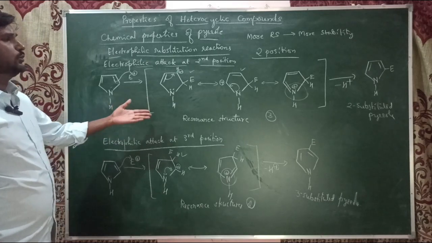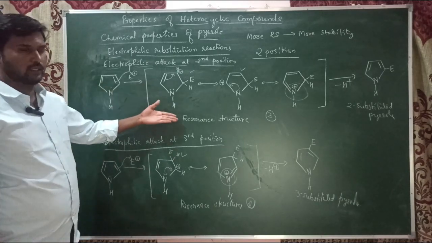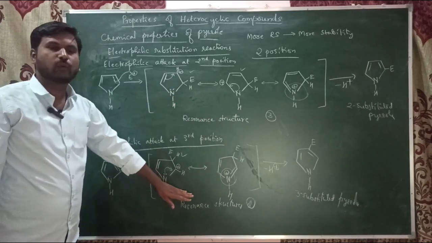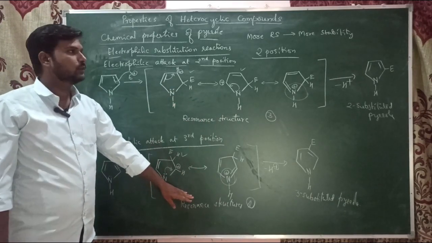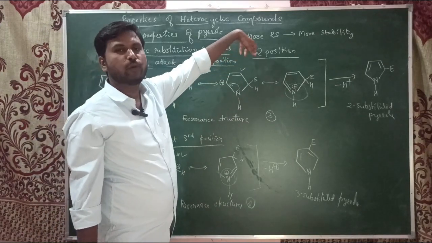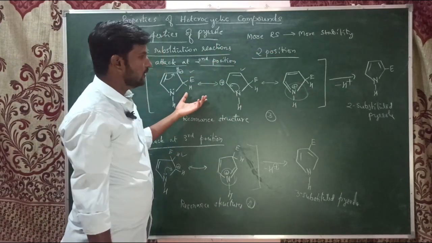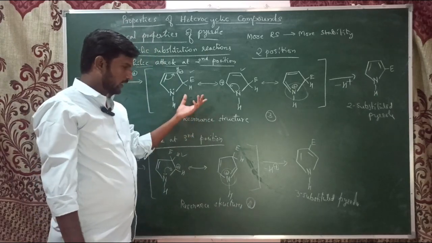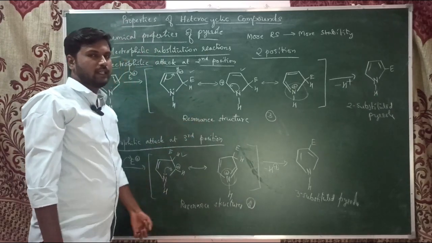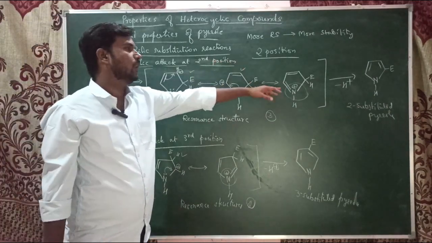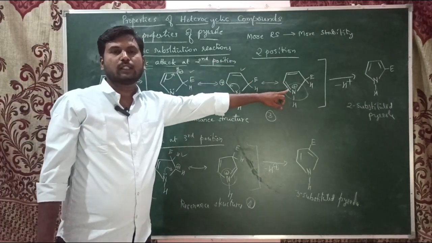The main important thing you should mention after writing the resonance structures: here we get three resonance structures, and here we get only two. In chemistry, the structure with more resonance structures gives the more stable compound. So with three, it gets the most priority, and here it gets less priority.